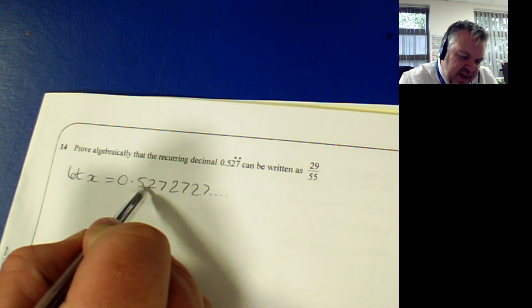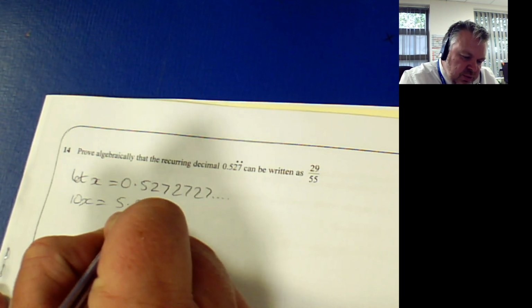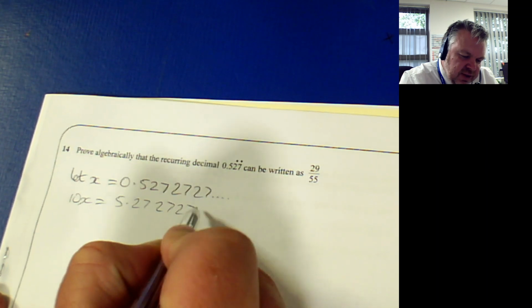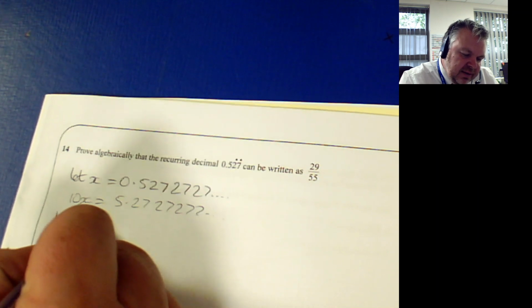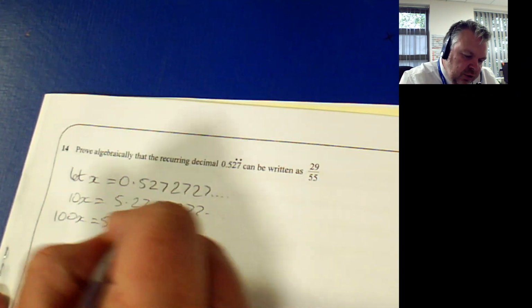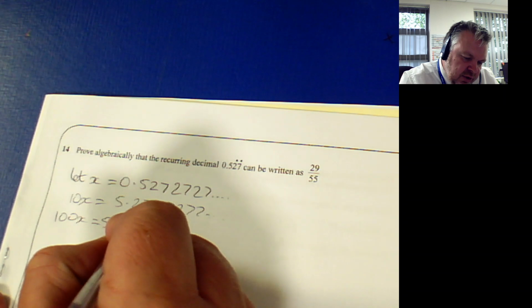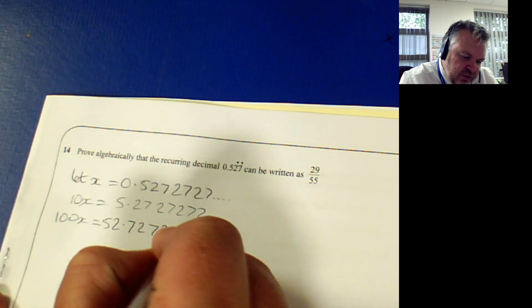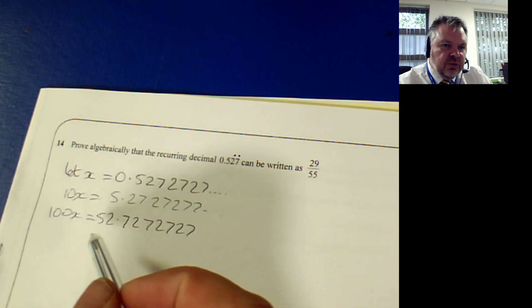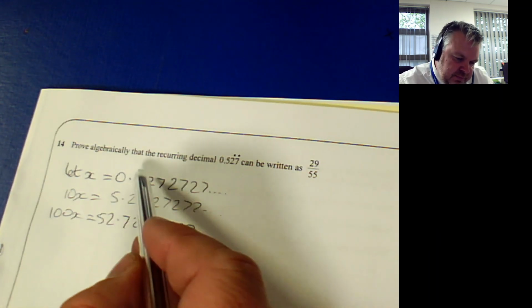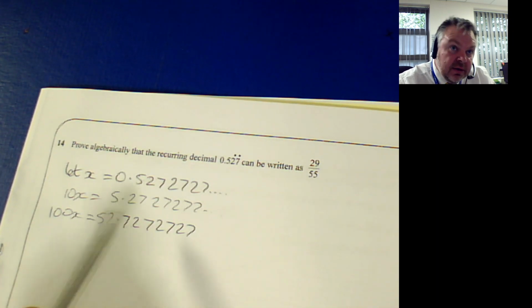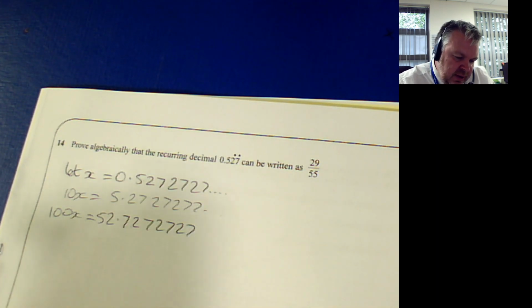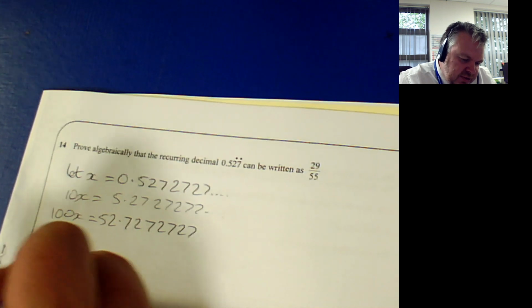If I times it by 10, so 10x would be 5.2727272. They don't quite line up at this point, so times it by 10 again, and I get 52.7272727. And at this point things do start to line up. I can see that this one and this one, if I take this away from this number, I'm not going to be far wrong.